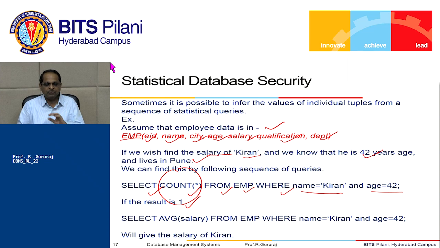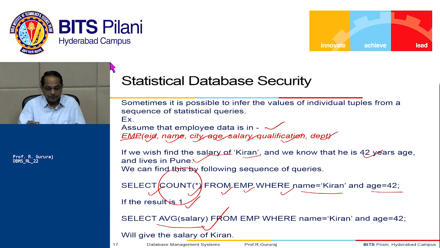If that is the result of the first query, immediately I can issue the second query in this form. Select average salary from employee where name equals Kiran and age equals 42. Will this be allowed? Yes, because this involves an aggregate operation, average on the salary, it is allowed.